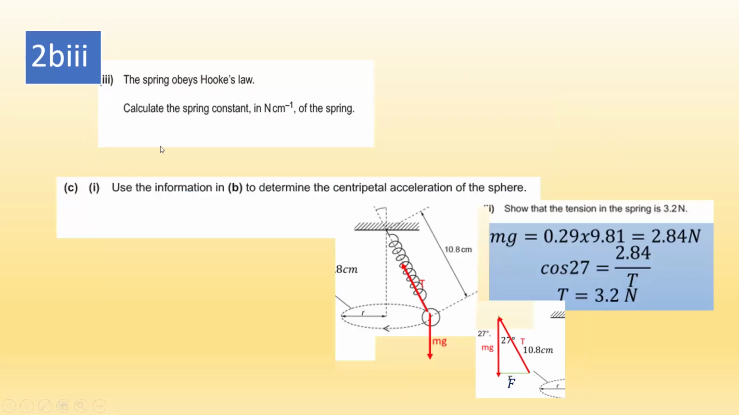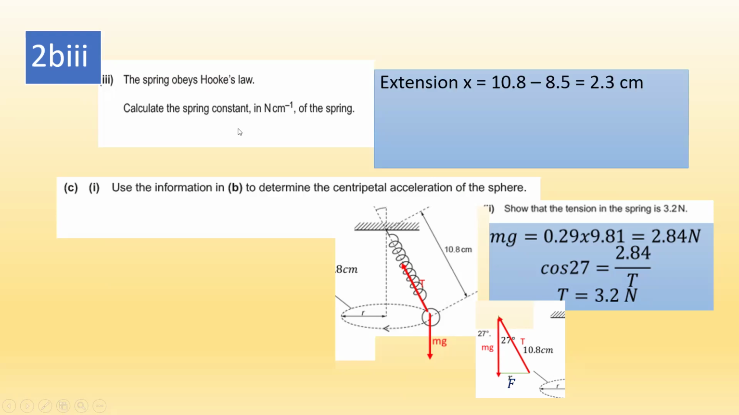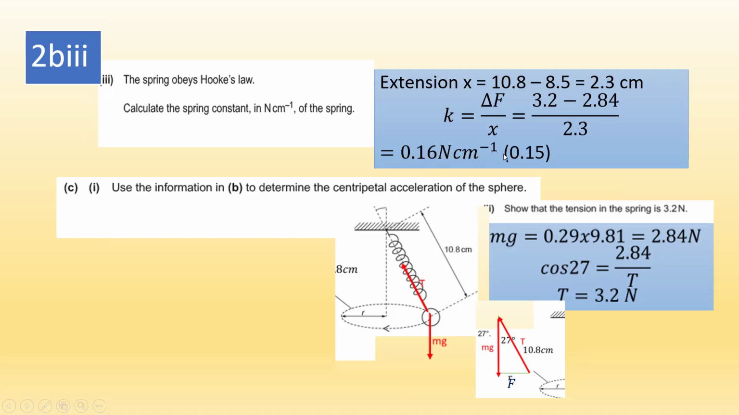The spring obeys Hooke's law, calculate the spring constant. This is your AS work, you should be able to do that. Previously it is 8.5, now 10.8. When it's not swinging, it's 2.3 cm for the extension. So it's force over extension. This 3.2 minus 2.84 divided by 2.3, Newton per cm. Okay, 0.16 Newton per cm. I don't know why he gave 0.15.